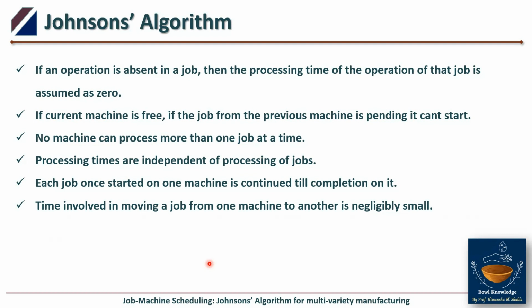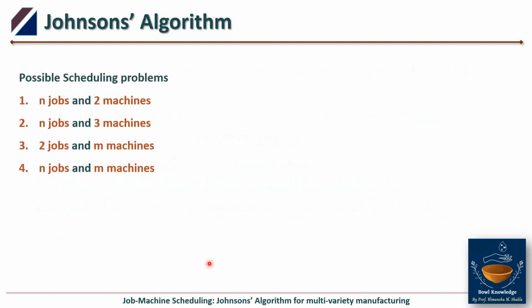calculation purposes. What you can do to compensate is, after your planning or scheduling gets over, you can add some allowance for this in percentage, so it becomes easy for calculation if we neglect this transfer time or material handling time. Now, what are the possible scheduling problems in Johnson's algorithm?